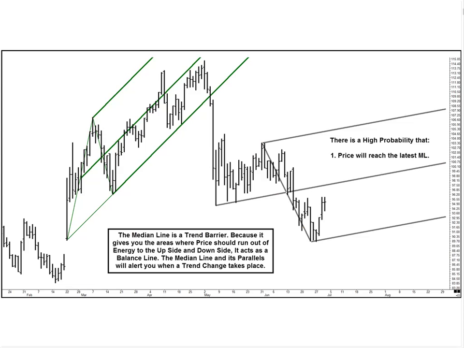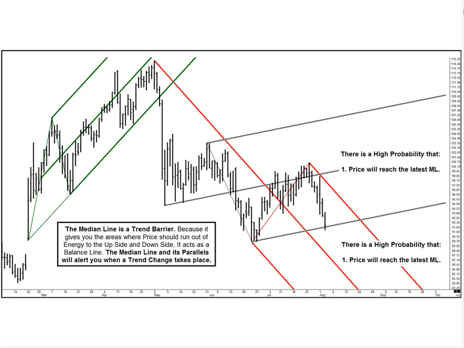And we know from Dr. Andrews' work, remember the first principle, there's a high probability that price will reach the latest median line. And you can see price comes up and makes the median line. Price did what it's supposed to do. The median line is a trend barrier. The median line and its parallels will alert you when a trend change takes place. But most important, number one, price will reach the latest median line right here.